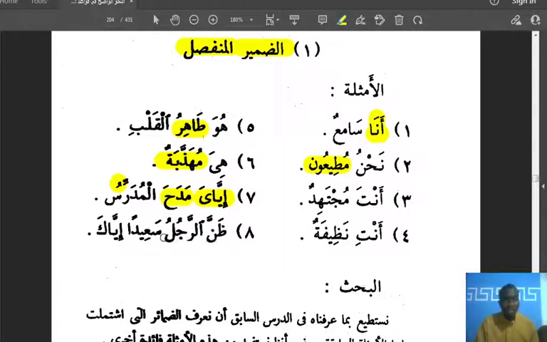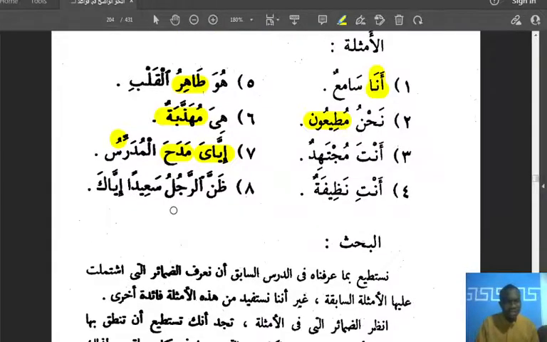Okay. ظَنَّ الرَّجُلُ سَعِيدًا إِيَّاكَ. This sentence, the construction is some way, but then we will just give the meaning to our best ability. ظَنَّ, to think. ظَنَّ الرَّجُلُ, the man thought, Sa'idan iyaka. You can say Zanna rajulu Sa'idan ma'aka, maybe. The man thought Sa'id is with you.